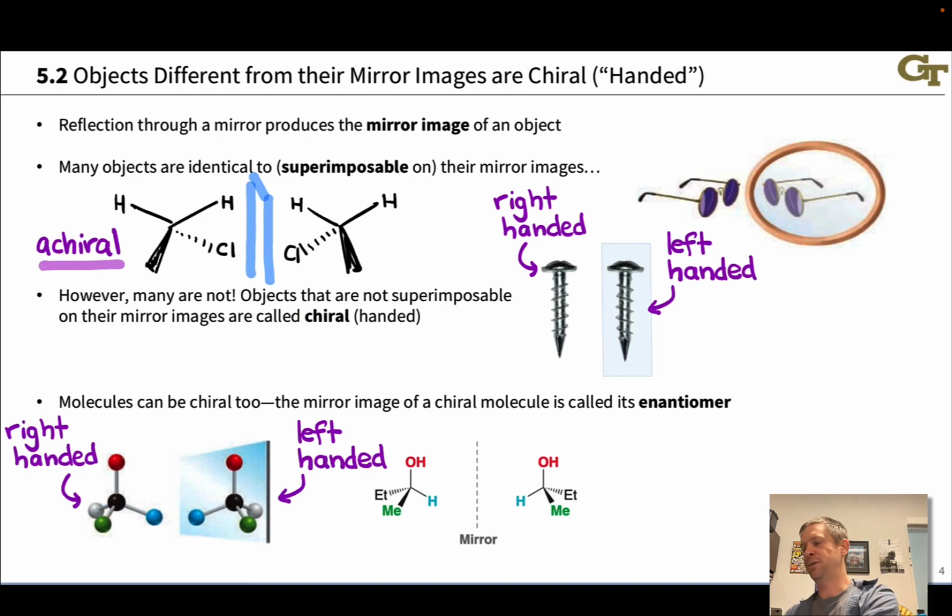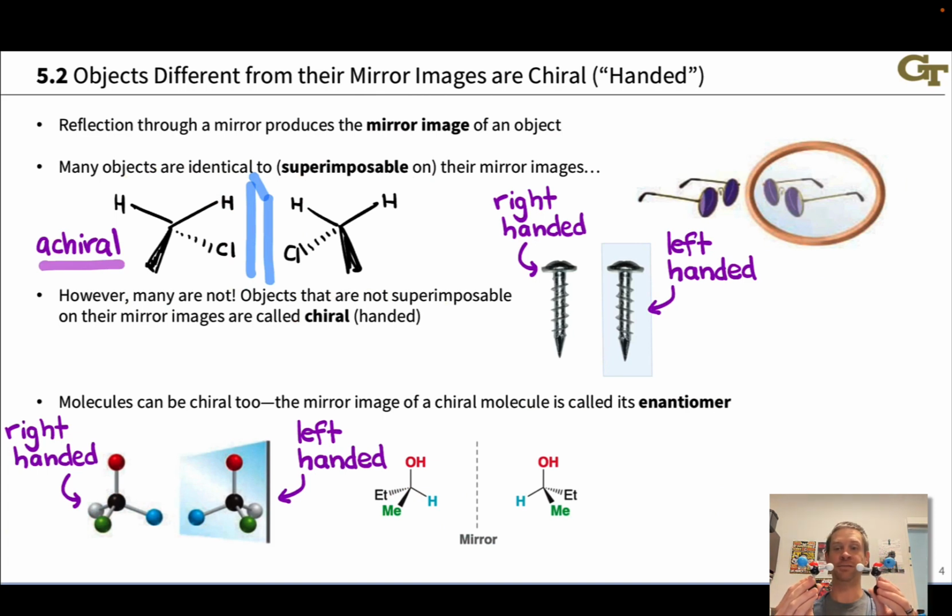I wanted to stop here and show you 3-dimensional models of 2 handed molecules with a tetrahedral carbon linked to 4 different groups as well to really drive this point home. So we have this molecule here, and if we imagine reflecting through a mirror plane that is perpendicular to the screen, pointed directly out towards you, with the mirror facing the molecule like this, the mirror image is going to look like this.